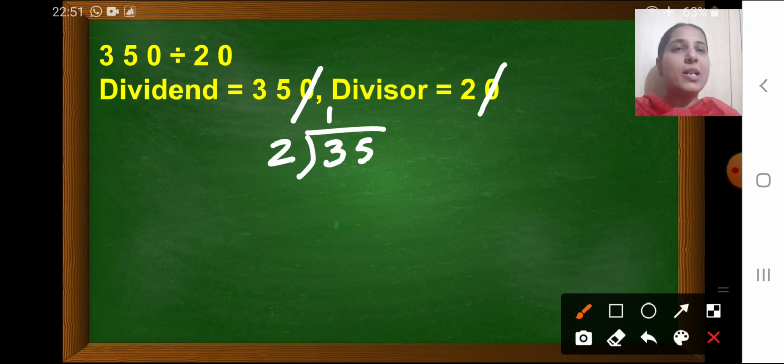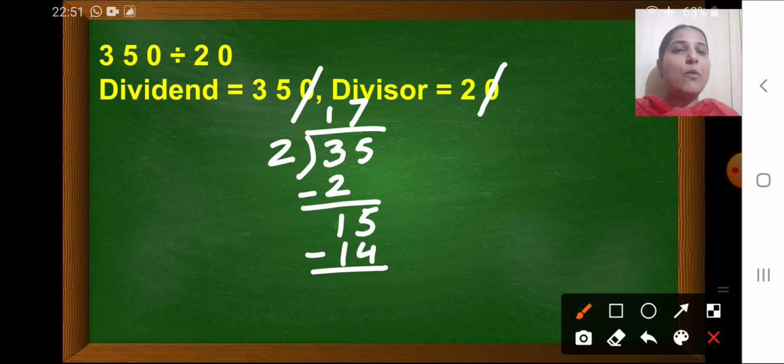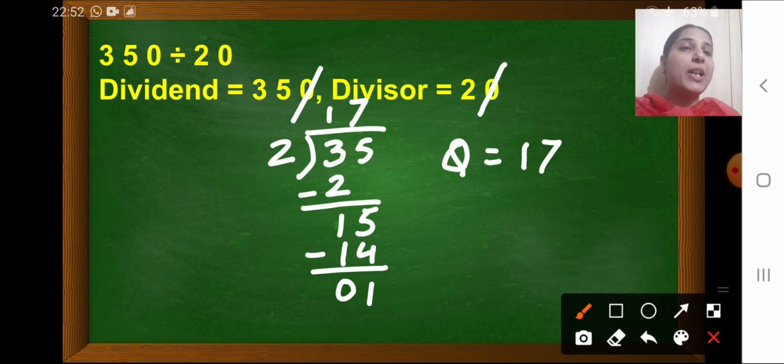So let's divide 35 divided by 2. 2 ones are 2. We'll subtract: 1. Now we'll bring down the 5. Now 2 sevens are 14, because 2 eights are 16, which will be more. So 2 sevens are 14. Now 5 minus 4 is 1, and 1 minus 1 is 0. So in this case, children, what is our quotient? Quotient, Q stands for quotient, is 17, whereas what will be the remainder?